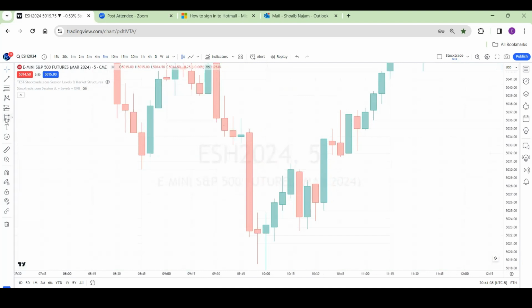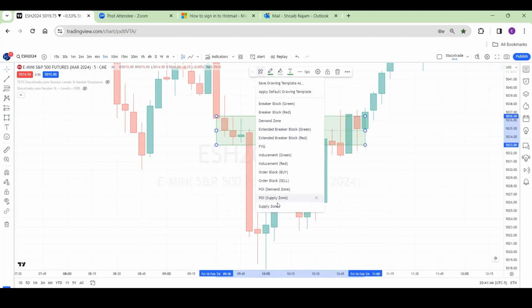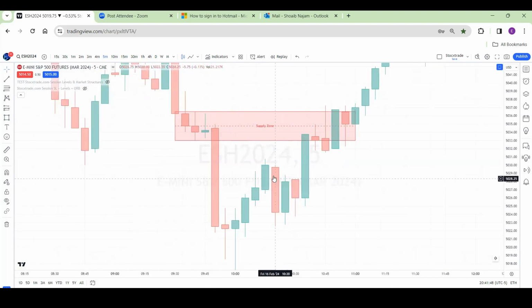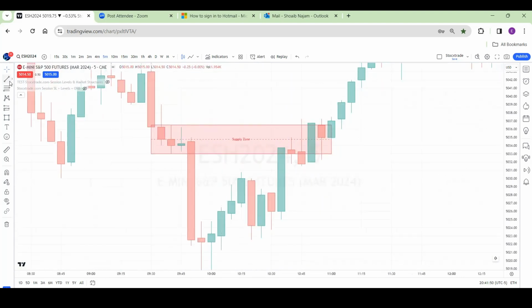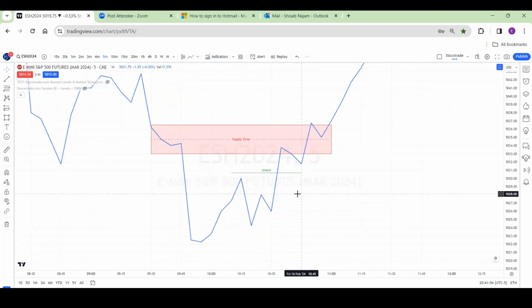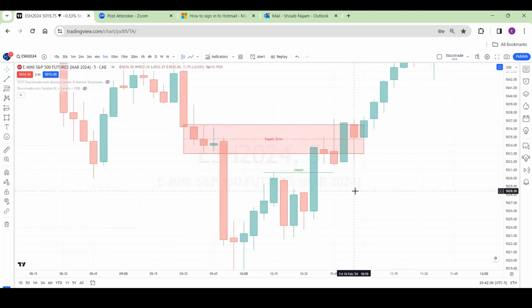I like to go with this. The price needs to come into this supply and then reverse back. But in this case, it didn't happen, but I love to see this. So where is your change of character? This is your change of character, right? If I switch, this is my change of character. Switch back again. After the change of character, you need to mark what?